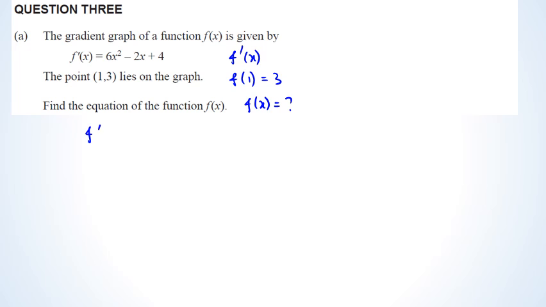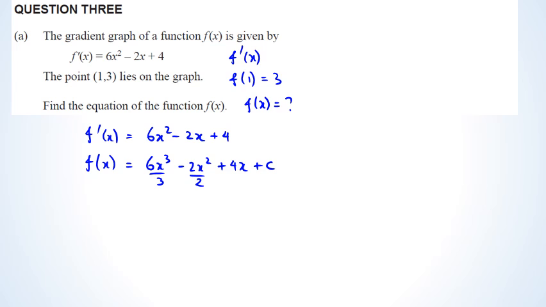So we've got our f dash of x. I'm going to write that down as usual: 6x squared minus 2x plus 4. I need to integrate this to get my f of x, which means I'm going to get 6x cubed over 3 minus 2x squared over 2 plus 4x plus c. Simplifying this, I have f of x is equal to 2x cubed minus x squared plus 4x plus c.